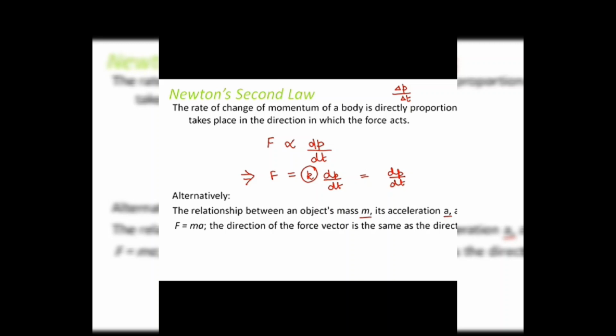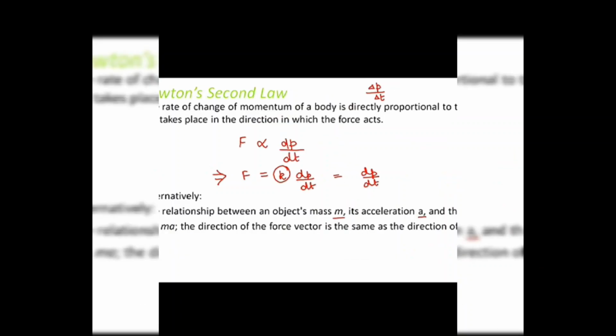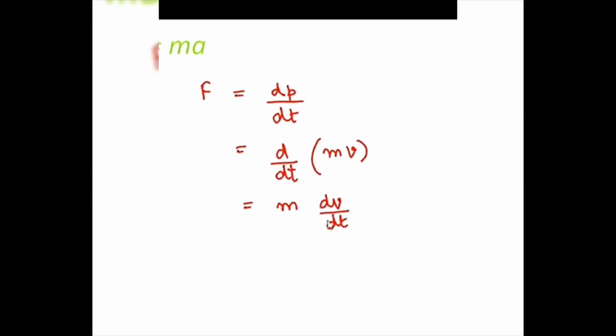From the definition, we saw that force is nothing but the rate of change of momentum, right? Now keep this d by dt aside. What is p? Momentum is mass into velocity, so I write m into v here. Now this becomes m into dv by dt, because there is no change for mass, so d by dt will go to velocity.